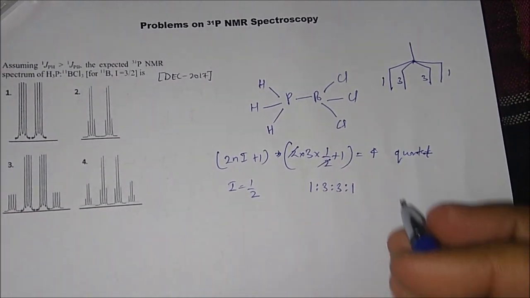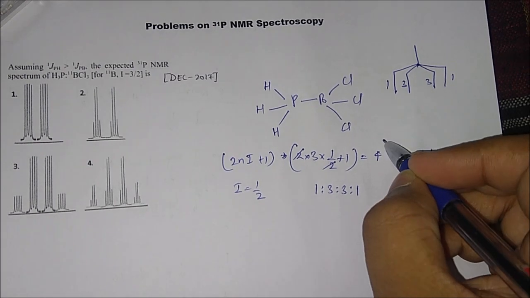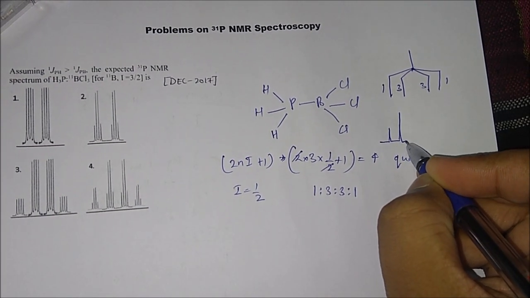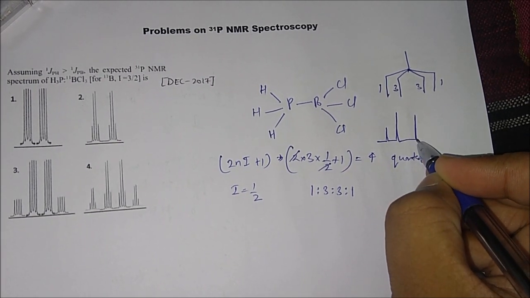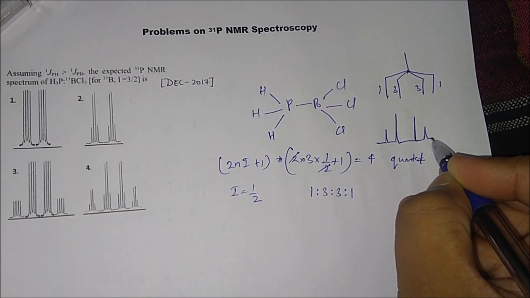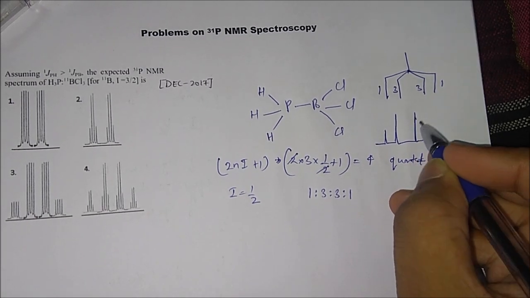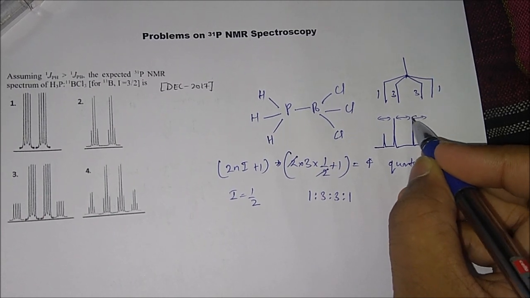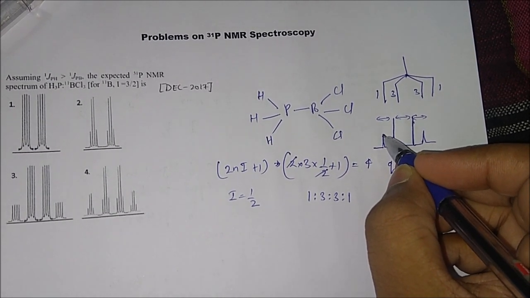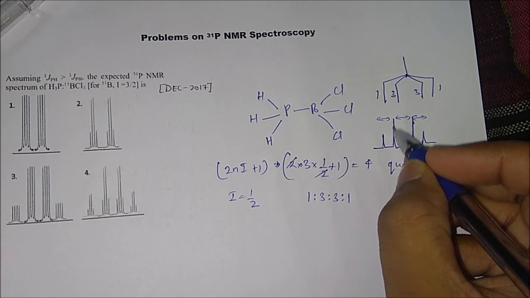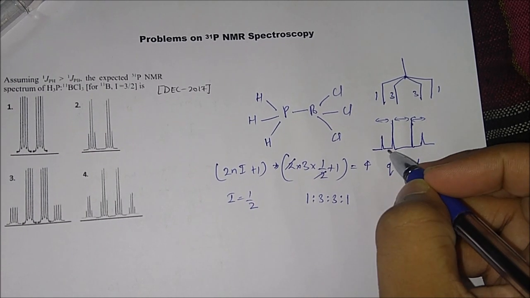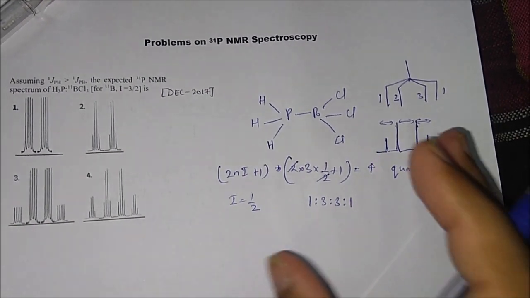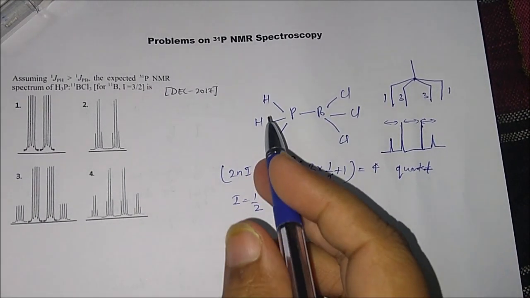It means the signal will look like this, and this will be 3 times of this, then again this and this. All right, so it will look somewhat like this. All these distances will be the same. And the intensity of this peak will be 3 times greater than this peak. So this will be 1 ratio 3 ratio 3 ratio 1. Now this is the thing which is done by proton. The hydrogen has done all these things.